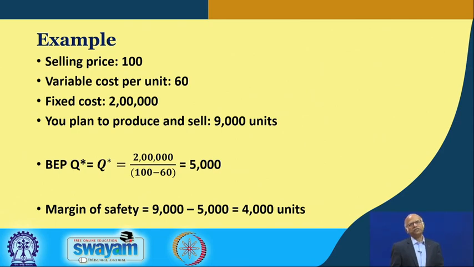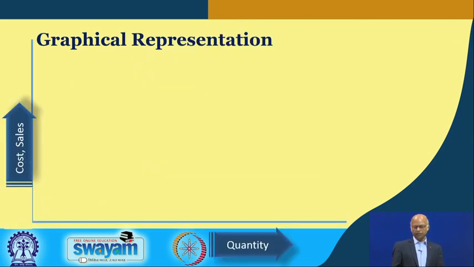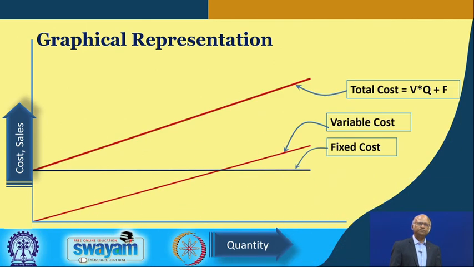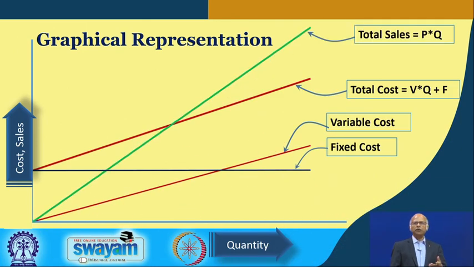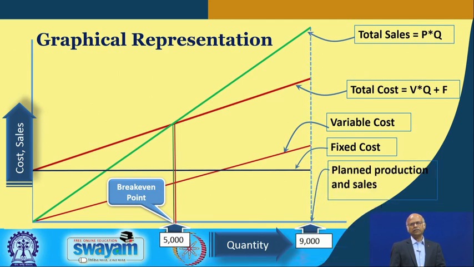Suppose you plan to produce and sell 9,000 units; 9,000 minus 5,000, 4,000, is the margin of safety. Showing it graphically again, these are already discussed.